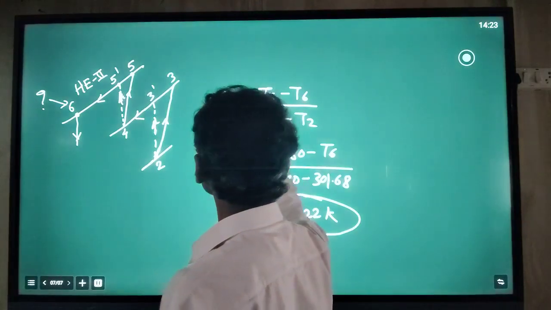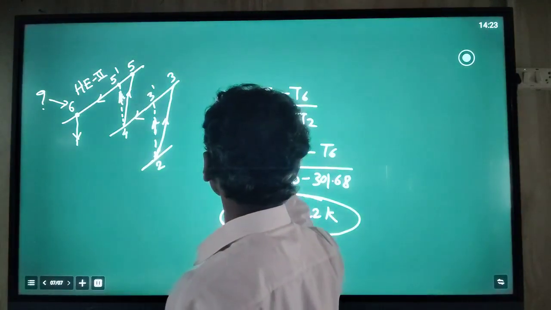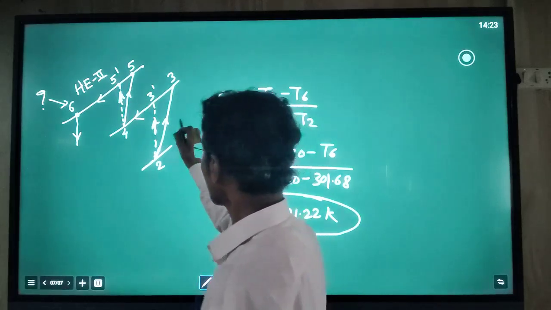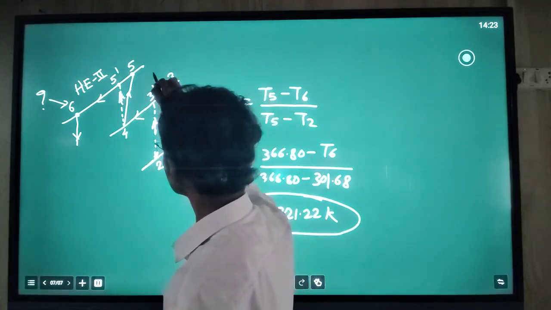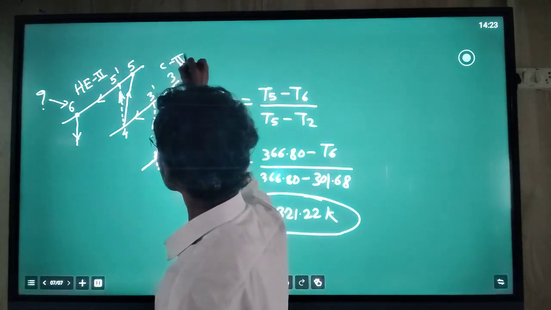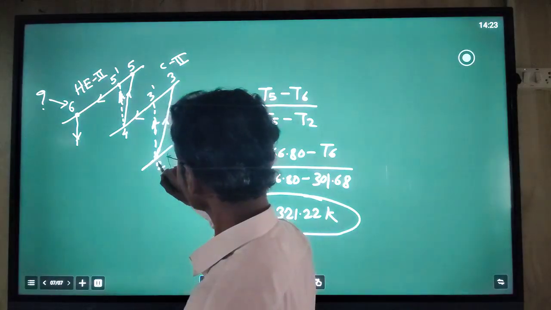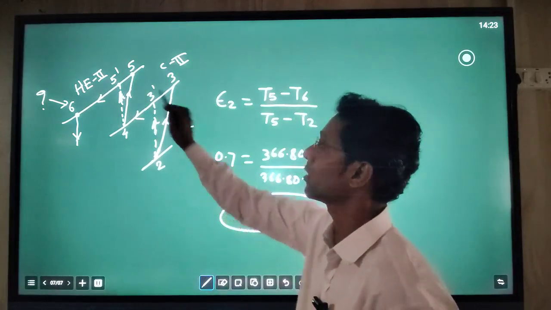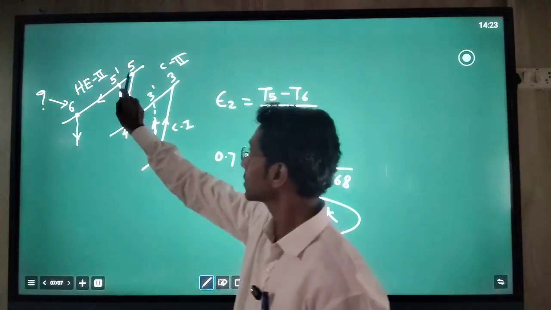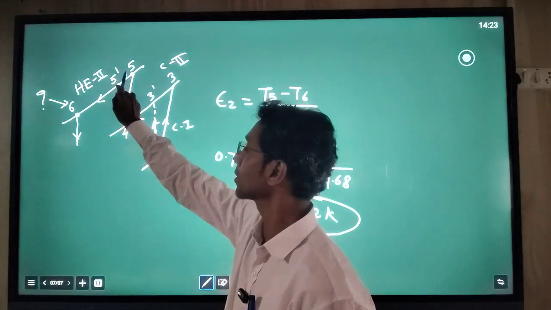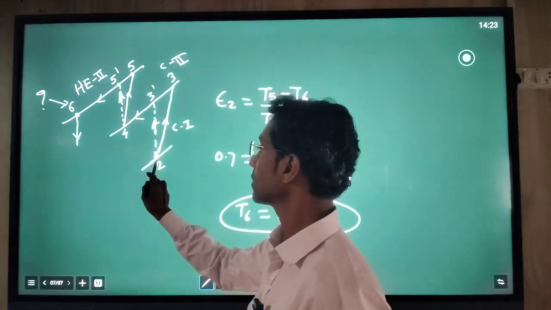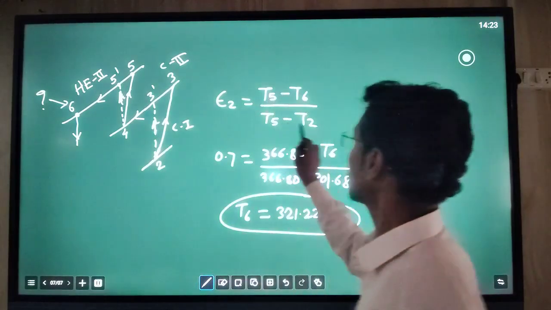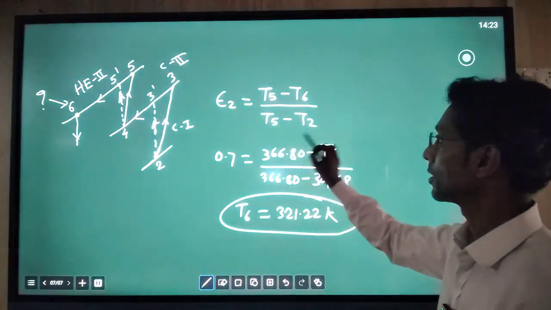So here T5 minus T6 is the output, and this heat is because of the compressor, both compressions. Compression 1 is here and this is the second compression. So from point number 2 to 5, the temperature of air is increased due to compression 1 and 2. That is why the difference between point 5 at the end of second compression and point 2, the entry of first compression, T5 minus T2, will be the denominator.